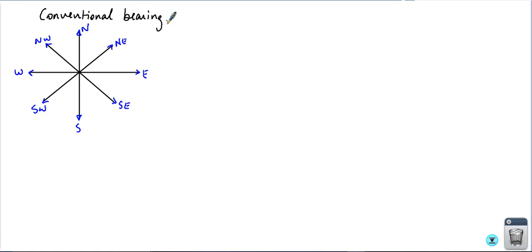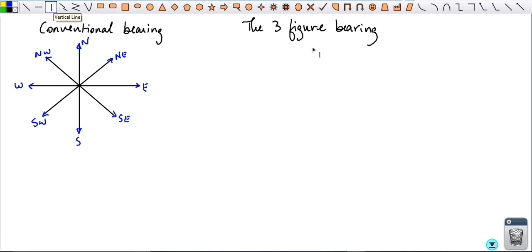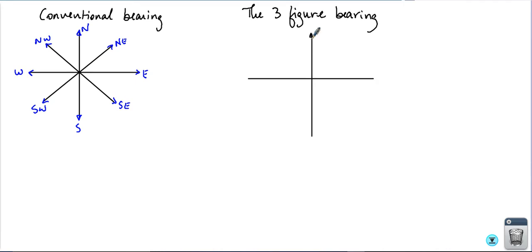We're going to use what we call the three-figure bearing. The three-figure bearing builds on the conventional bearing. So what is a three-figure bearing? Let's start with the north, the south, the west, and the east. In three-figure bearings, we denote the north by 0 degrees, and to show that it is a bearing, we write it in three figures. That's why it's called the three-figure bearing. So we write 000 degrees, and that means it is the north.